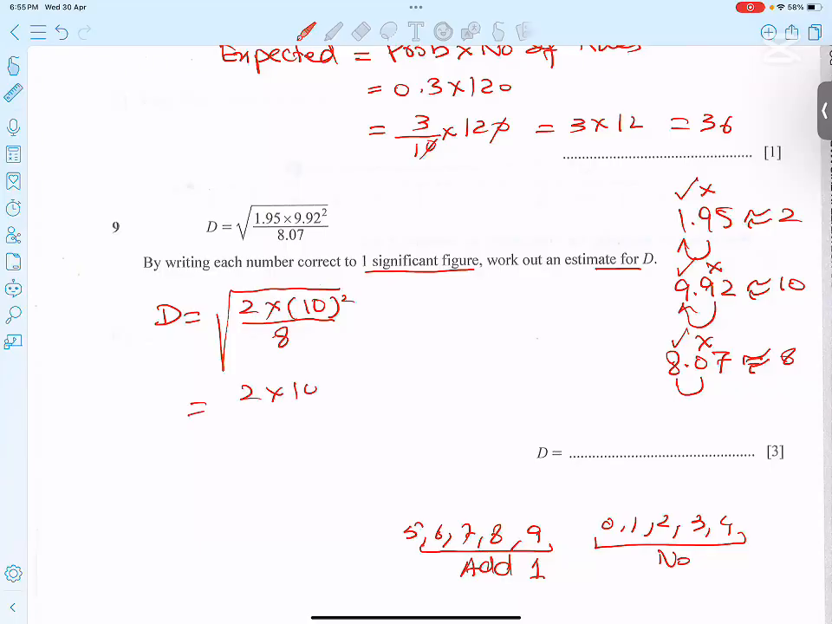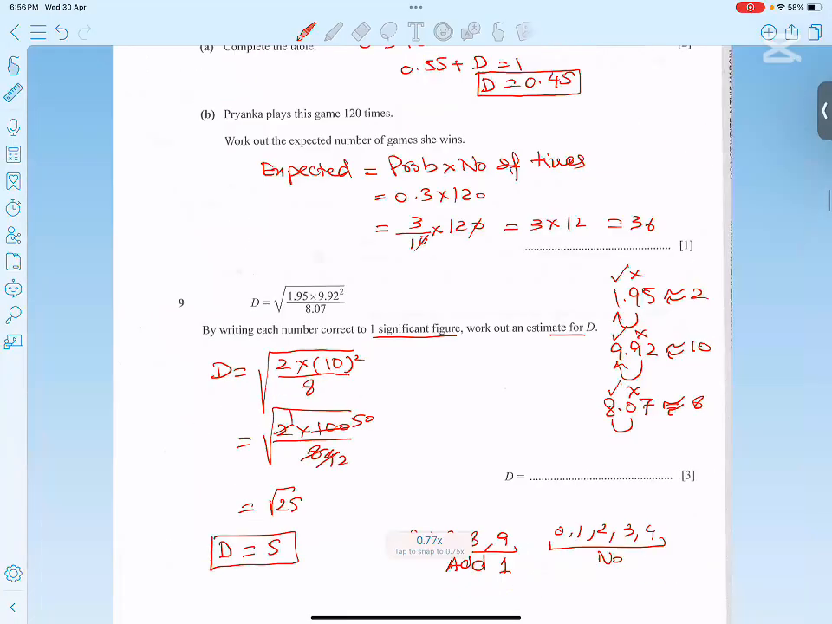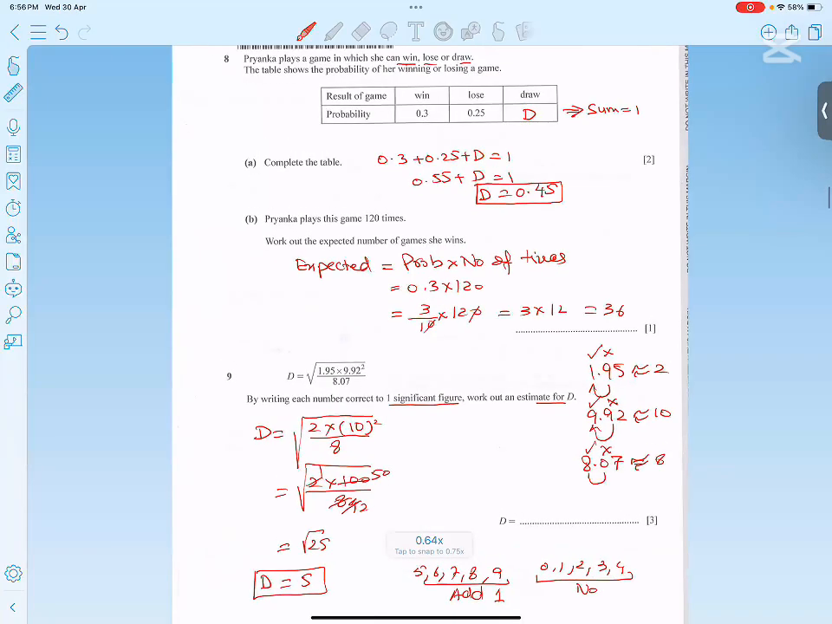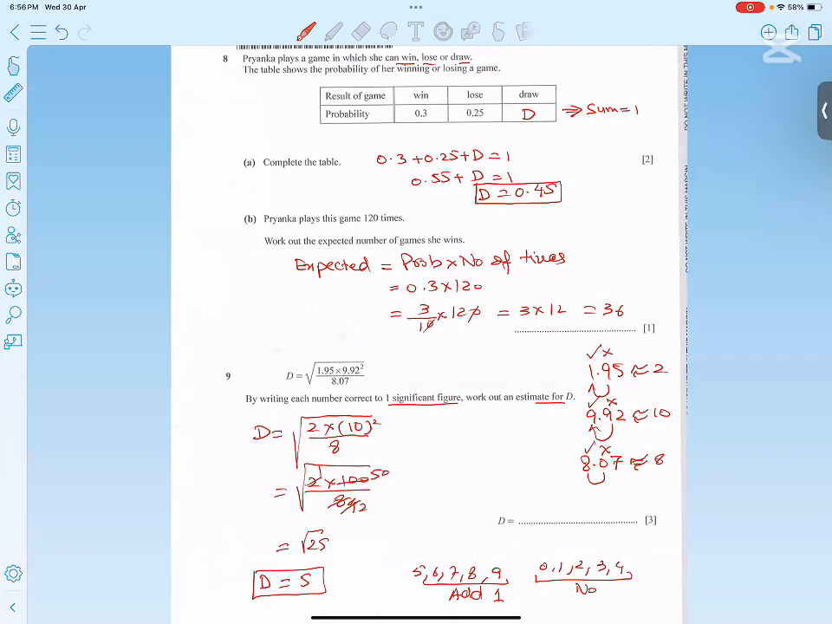2 into 100 over 8. So 2 ones are 2, fours are 8. After this, 4, 2 twos are, and 250 times. And ultimately I got the square root of 25, which is giving us 5. I believe the point is very clear, and this page is completely over. And let's go for the next.